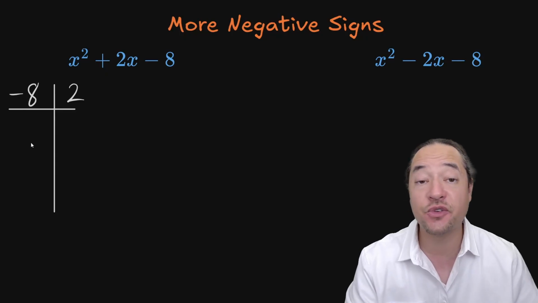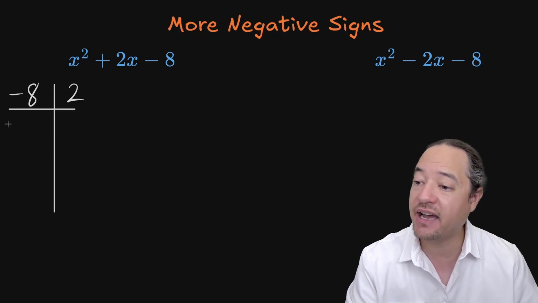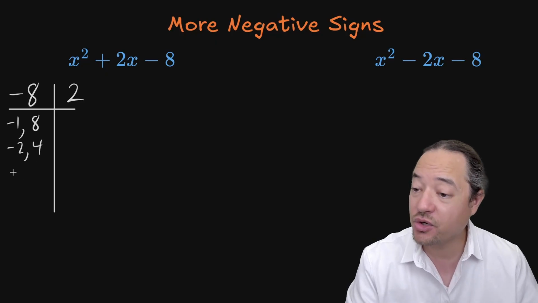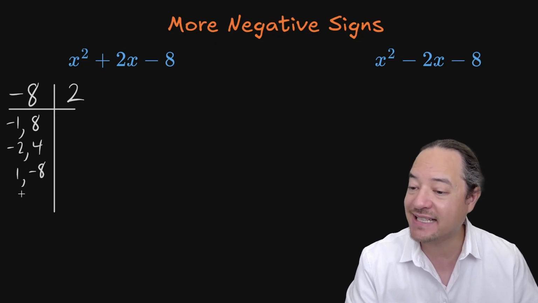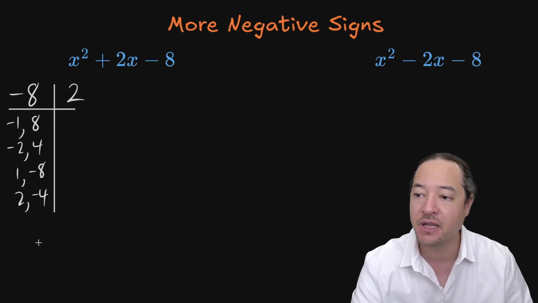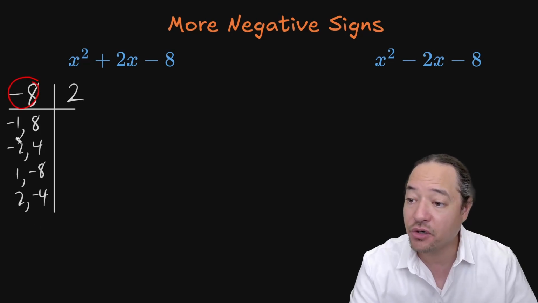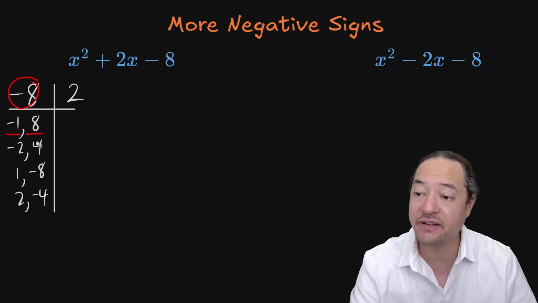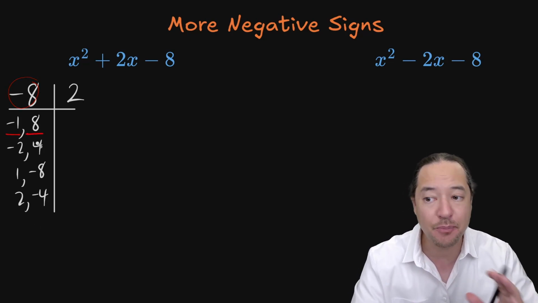What are the possible factors of negative 8? Well, we have negative 1 and 8, negative 2 and 4, but also we have 1 and negative 8 and 2 and negative 4. So we have to consider all of the options here. But to get a negative number, one of the factors must be negative and one of them must be positive. We must have opposite signs here.